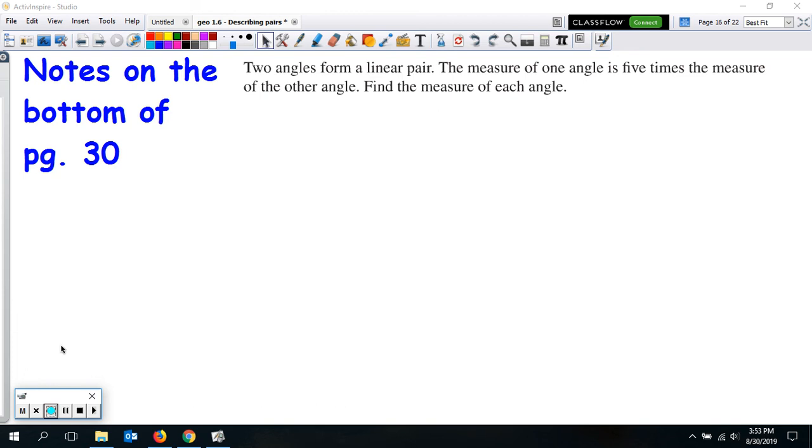Okay, so for this one, go back to page 30, and in the notes section at the bottom of that page, we're going to do this one. Write the problem down because you need to know this. You want to see this in your notes. Two angles form a linear pair. The measure of one angle is 5 times the measure of the other angle. Find the measure of each angle. So here we need to write an equation that would work for this. Now, if you know it's a linear pair, you know they would be supplementary. They're going to add up to 180 degrees.